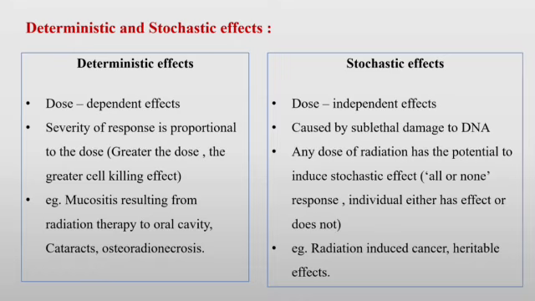Moving on to stochastic effect. These are dose independent effects. These stochastic effects are caused by sublethal damage to the genome of the individual cell, resulting in cancer formation or heritable mutation. Examples include leukemia, thyroid cancer, salivary gland tumors, and other heritable disorders. They have no minimum threshold for causation. Any dose of radiation has the potential to induce a stochastic effect. So, therefore, these are dose independent effects.